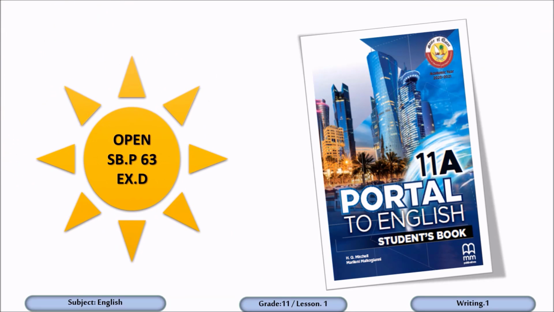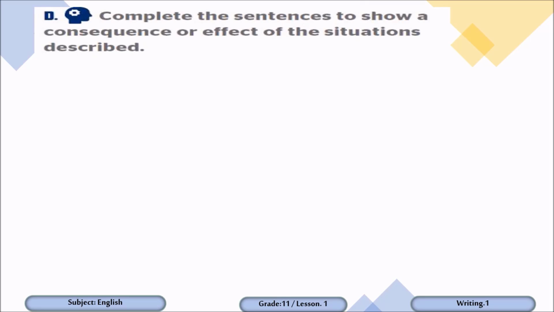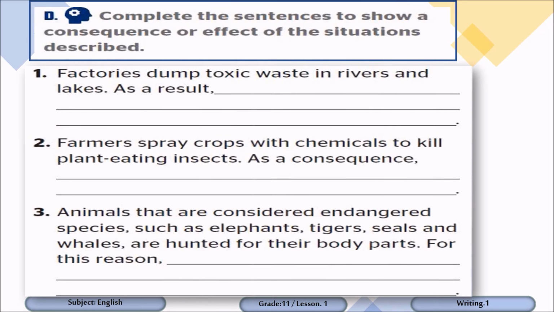Dear students, now please open your student's book on page 63, exercise D. Exercise D. Complete the sentences to show a consequence or effect of the situations described. Dear students, please pause the video for some time, get your answers ready, then play the video again in order to check your answers.